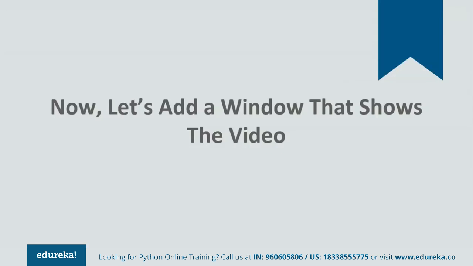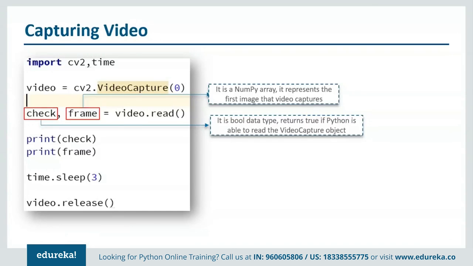Now let's add a window that shows the video. Till now, we didn't see the video. We didn't see what's happening. So how can I add that window? It's very, very easy, guys. This is basically a video capture object. Now this check is a bool data type that returns true if Python is able to read the video capture object. This is just basically a true and false kind of variable that will return true if Python is able to read the video capture object. Otherwise, it will return false.